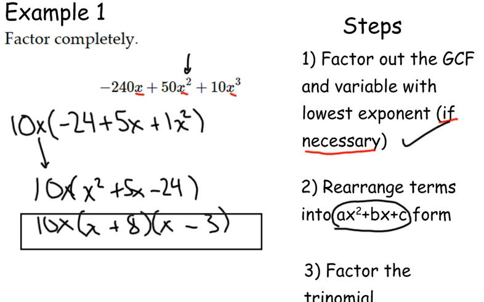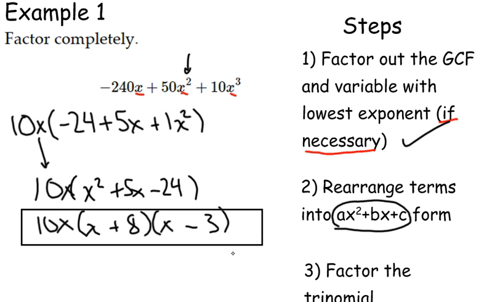All right. That's how you do it. It's just 3 basic steps. Let's go over them again. Factor out the GCF and the variable with the lowest exponent. So the GCF was 10 and the variable with the lowest exponent was x. So then you fill out inside of the parentheses. Then you're going to rearrange the terms inside of the parentheses so that they look like ax squared plus bx plus c. And then you're going to factor the trinomial. So you got to find two numbers that multiply to c and add up to b. And that was 8 and negative 3 for us.